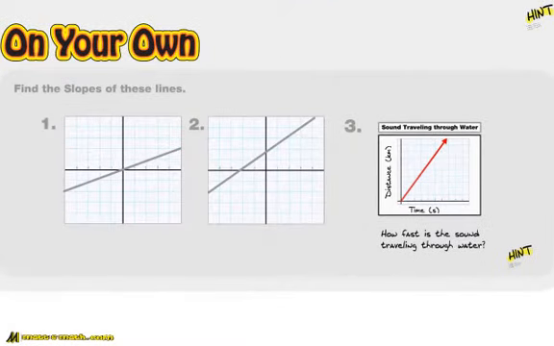All right. Why don't you find the slopes of these lines on your own? Remember, you want to pick 2 nice points. You can go from that guy to that guy. And another nice point, that point to that point if you want. And if you think about how fast sound travels through water, if you look at this graph right here, it's going to go up 1, 2, 3. That's a nice point right there. There's another nice one right there.